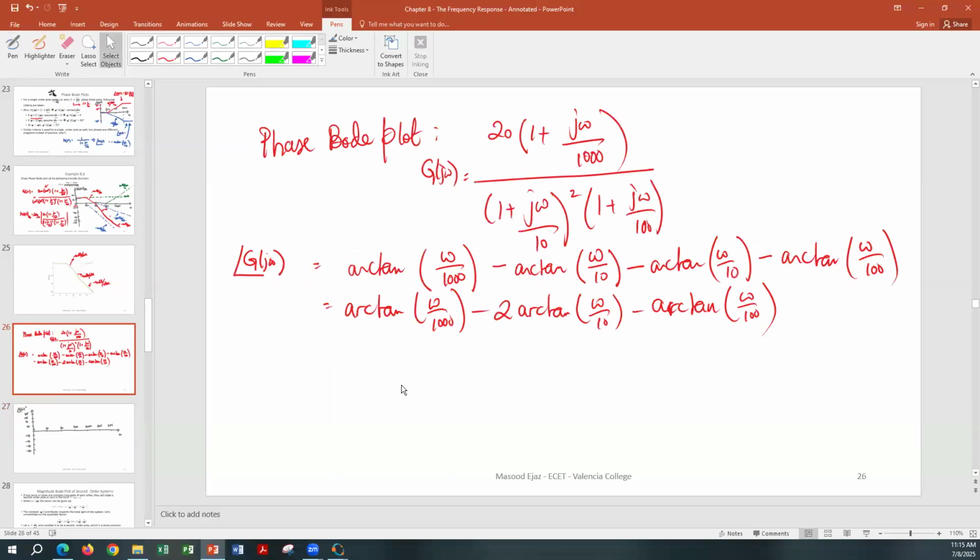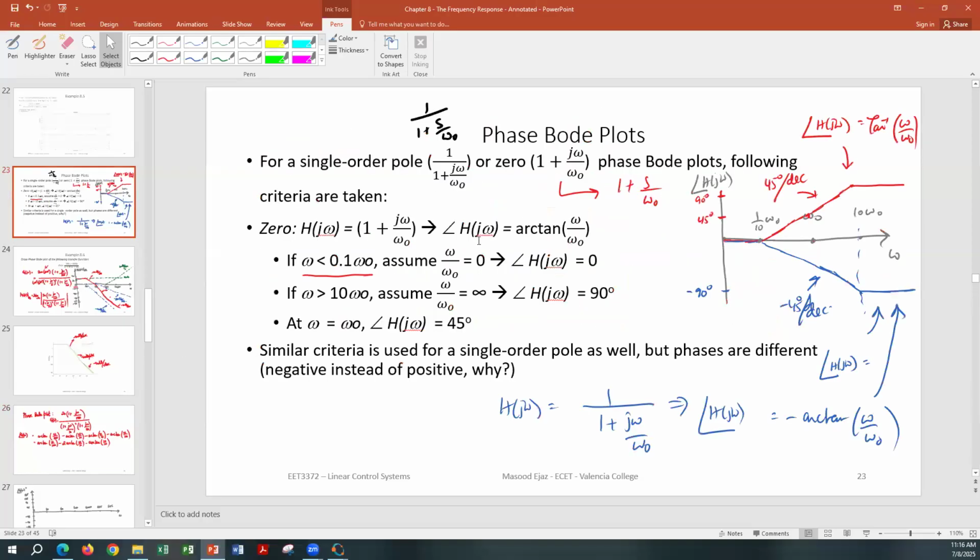All right, let's look at the first one now. Arctan of omega over 1000. How is it going to behave on the Bode plot? Until omega is 1/10 of the cutoff frequency, which is going to be 100, it is going to be 0. At 10 times the frequency, which is 10,000, it's going to be 90 degrees. And at 1000, it's going to be 45 degrees, right? That's what we discussed on this slide right here. So 1/10 of omega naught is 0, 10 times omega naught is 90 degrees, and at omega naught it is 45 degrees when you do the approximation.